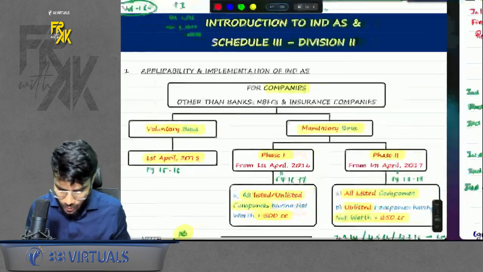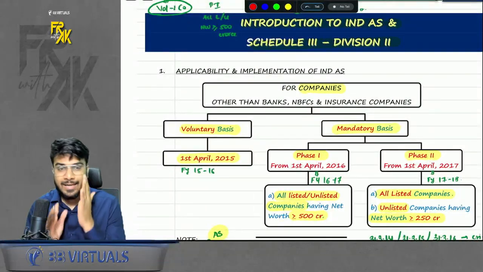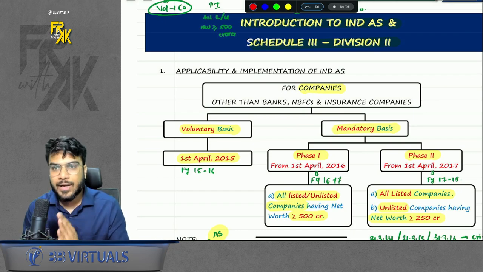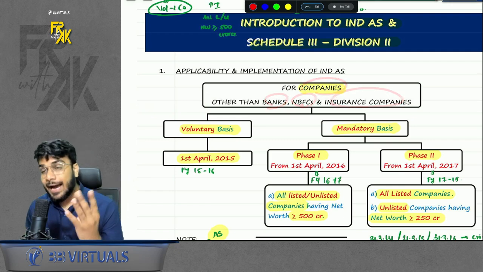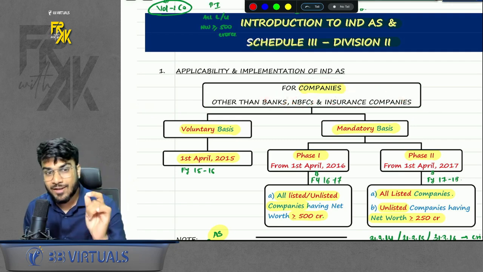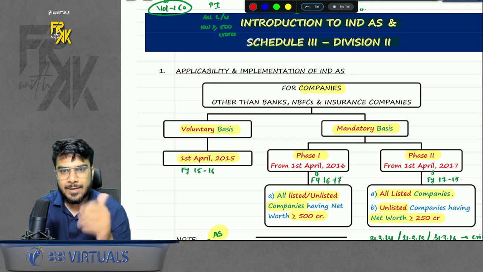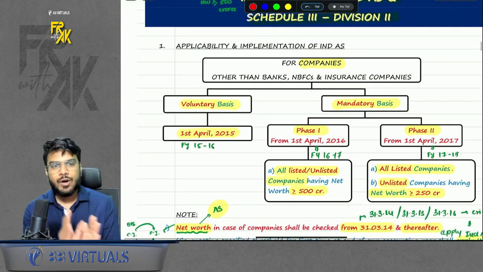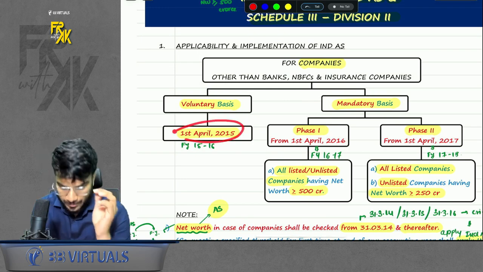Got it, sir. Now, Ind AS is applicable to which all companies? We will study that here. The category of companies has been bifurcated into 4 parts: companies, banks, NBFC, insurance companies. Ideally not 4, it should be 5, because even mutual funds are covered separately. Okay. So now we will discuss the applicability for a company. First, on a voluntary basis, it is applicable to the company. They can apply voluntarily from 1st April 15.